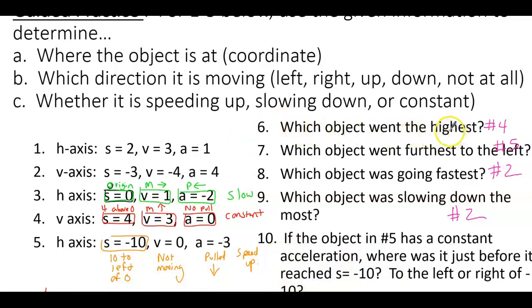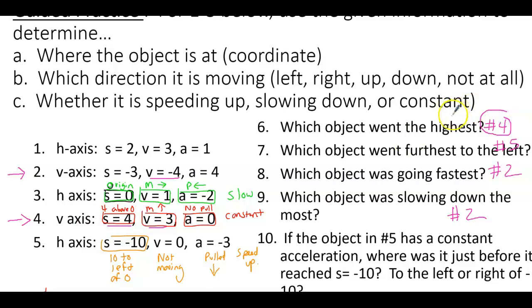Which object went the highest? So when we're talking about height, that has to do with a vertical axis, so it either has to be object 2 or 4. Now, for object 2, its position was -3, and after that it went down. For object 4, its position was 4 and it went up. So object 4 is the one that would be reaching the highest height.